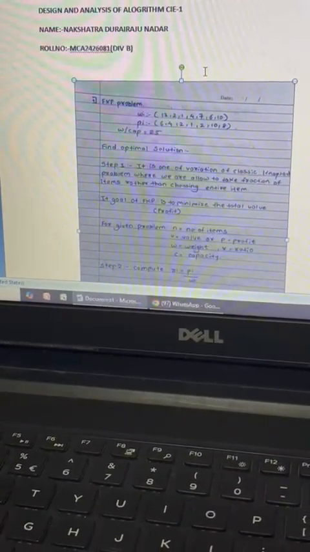This is the first fractional knapsack problem. Here the weights are 12, 2, 1, 4, 7, 6, 10. The profits are 6, 4, 2, 1, 2, 10, 8. The capacity is given, which is 25. Find the optimal solution.